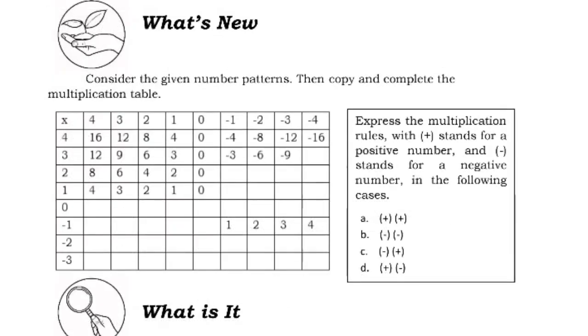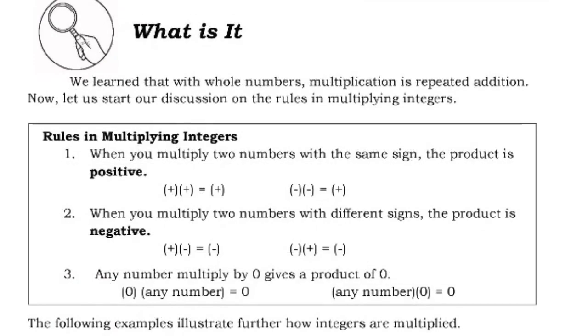Then what's new? Consider the given number patterns, then copy and complete the multiplication table. So this activity is just completing the multiplication table. You need to fill up the missing entries in the table for your answer. Next is what is it? We learned that with whole numbers, multiplication is repeated addition. Now let us start our discussion on the rules in multiplying integers.